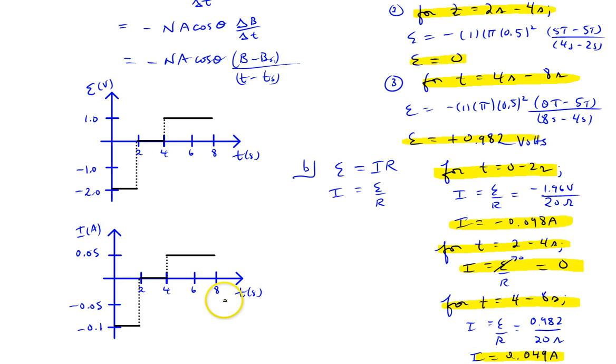And the graph I've shown over here is basically the same as the other graph. The only difference now is that the values on the y-axis have changed. So we just instead have from 0 to 2 seconds, a current of negative 0.098 amps, 0 current from 2 to 4 seconds, and then from 4 to 8 seconds, we have 0.05 amps, roughly speaking.